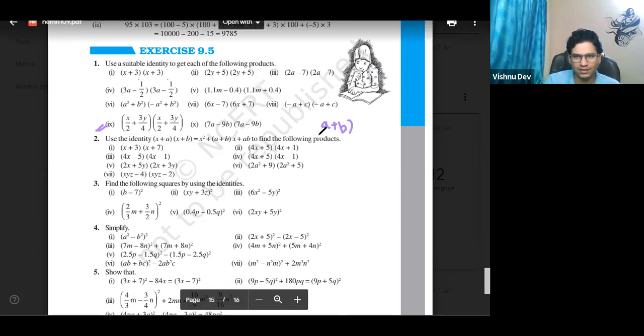What's the formula of a plus b whole square, Tanushree? A square plus b square plus 2ab. Very good, Kartikeya. Now in this problem, a is equal to what? Tell me, in this problem, what is a?